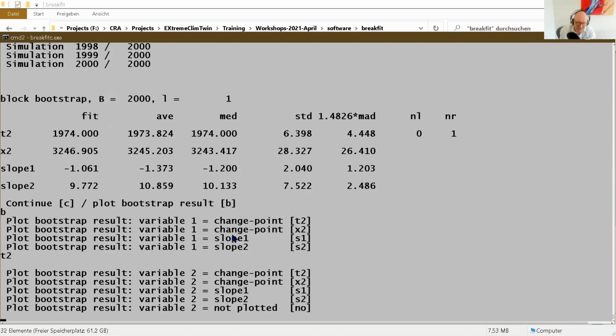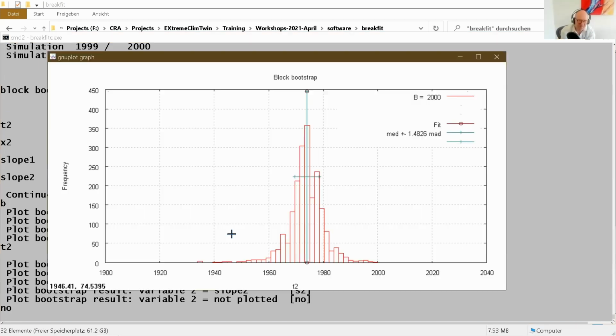I don't want to make a scatter plot. Therefore, I do not want a second variable. No, no, and enter. And now we see the histogram over the replications, the bootstrap histogram, 2000 values. And we also see the median, which is 1974 when Germany won. Hidden behind this median would be the fit value because it's an identical value. Therefore, I can't see this.